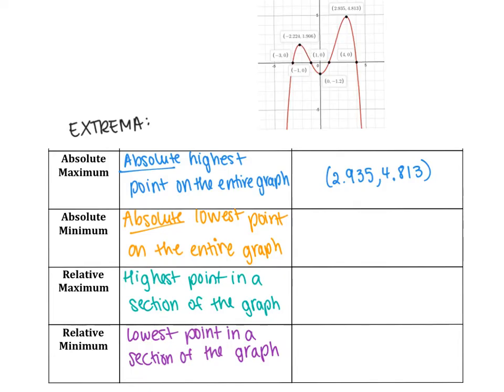So then we would say (-2.224, 1.906) is a relative maximum. Now, since the graph has arrows pointing down, there's no actual absolute minimum value because we can never reach negative infinity. There's no absolute minimum point. Now, if we look in this section of the graph, we can see that (0, -1.2) looks like a minimum, since it's a low point in this section of the graph, but we know it's not the absolute minimum, so we would say (0, -1.2) is a relative minimum.